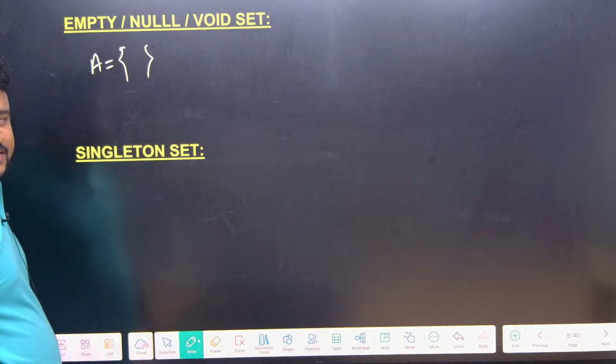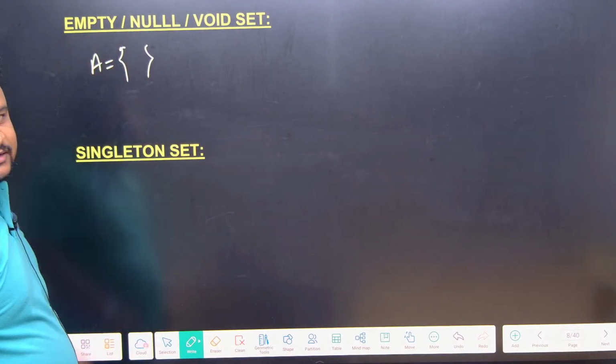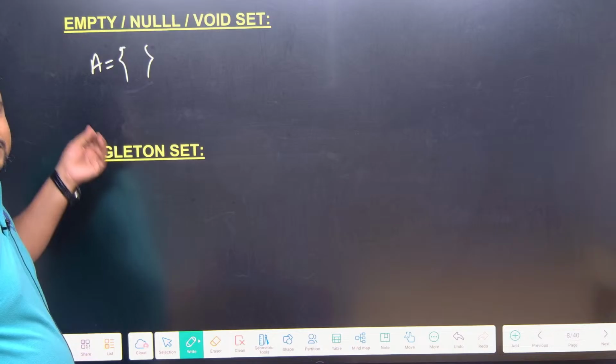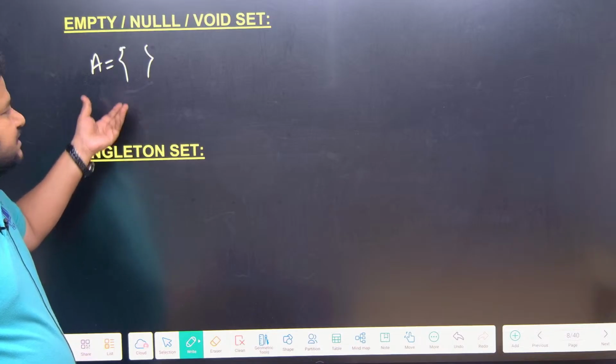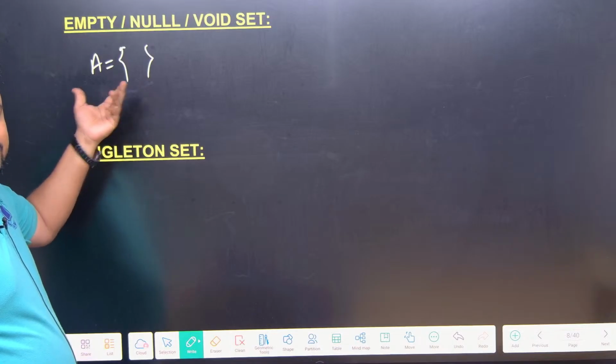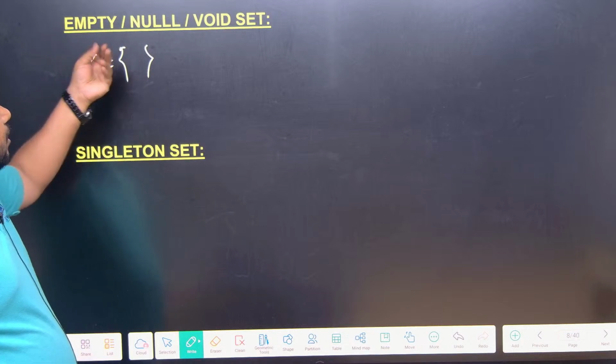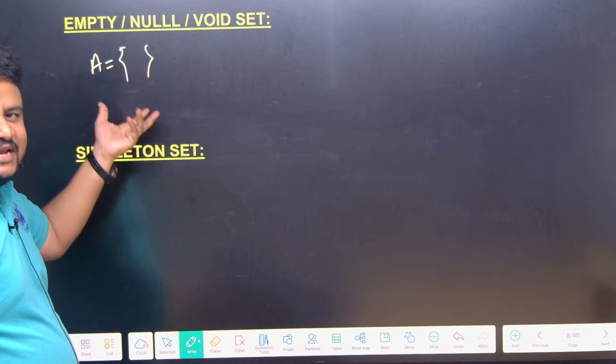Like this. I told you the flower bracket is used to represent a set. If nothing is written inside, it means it has no elements. The number of elements here is 0. That means it has no elements. It is called an empty set, null set, or void set.